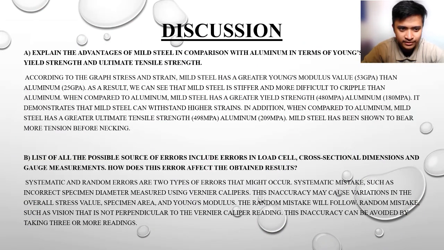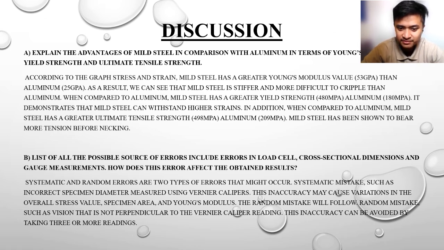Okay, thank you. I am Muhammad Nazmi, CD210-297, about the discussion. In the discussion, they are given two questions. Number one is to explain the advantage of mild steel in comparison with aluminium in terms of Young's modulus, yield strength, and ultimate tensile strength.